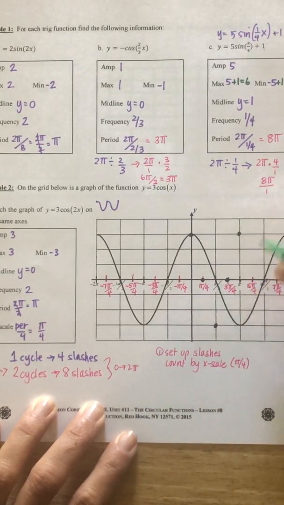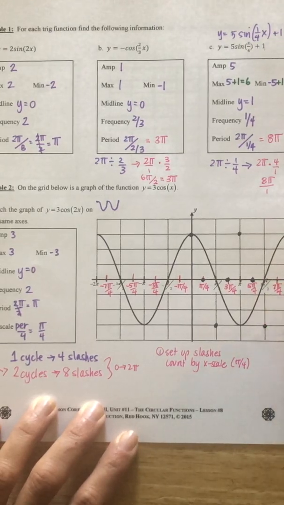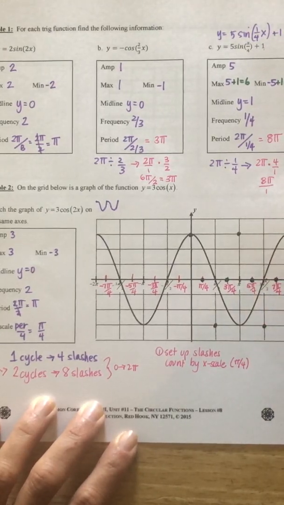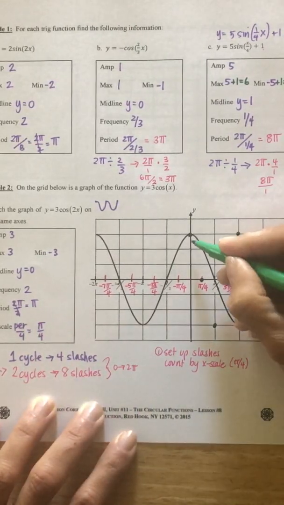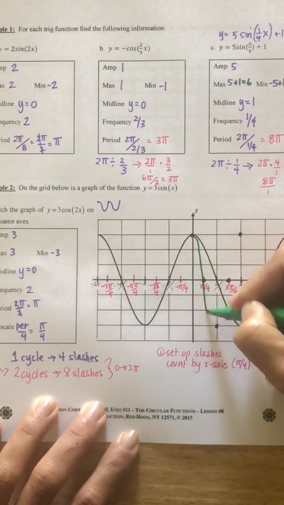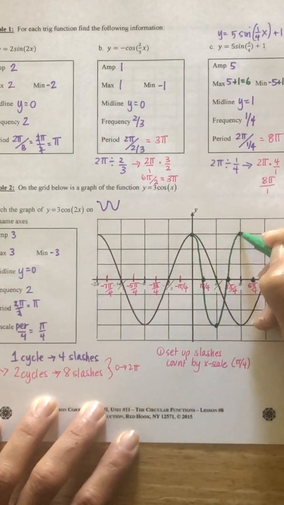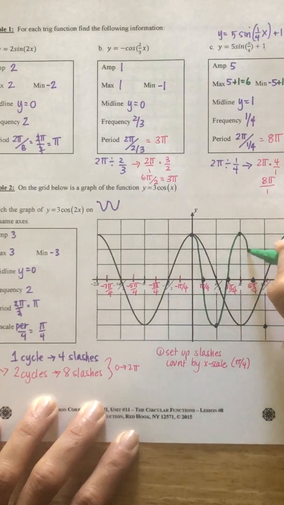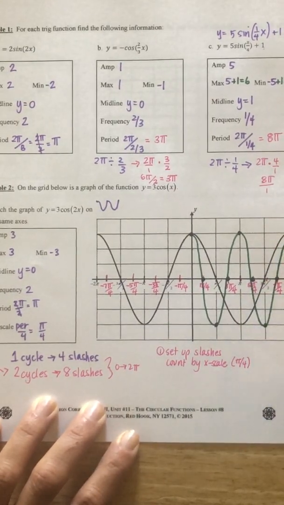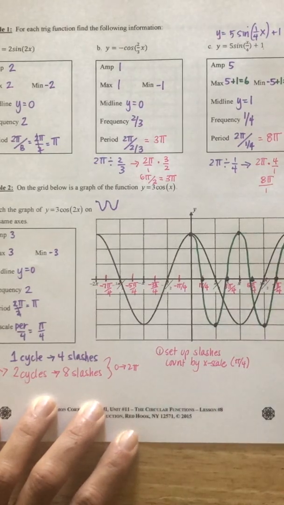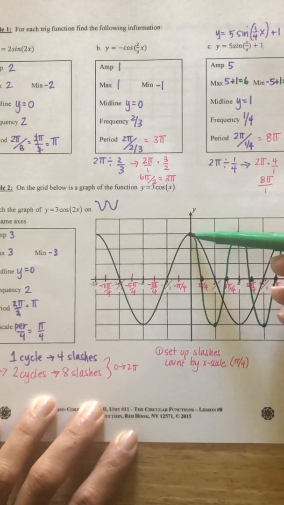So I'm up here at the max. Remember, we go to 0, down to the min, back up to 0, and then to the max. So I should see 2 cycles, right, from 0 to 2 pi. There's one cycle. There's 2 cycles.